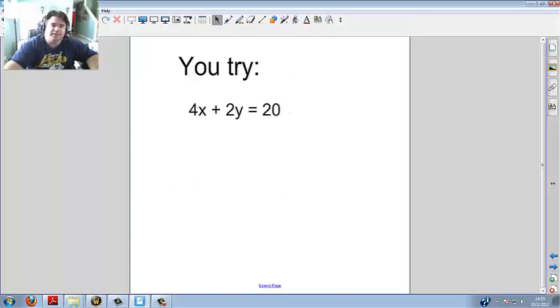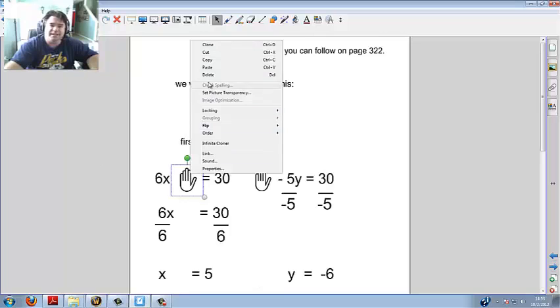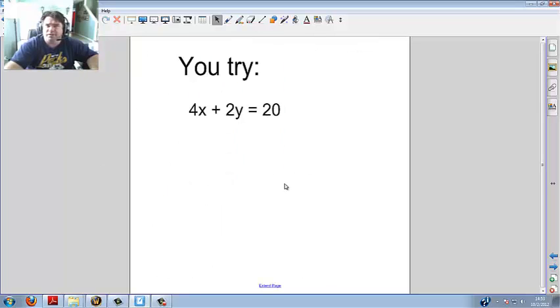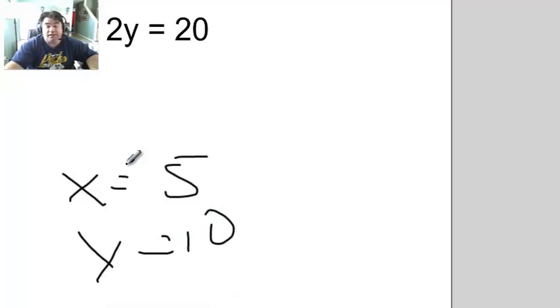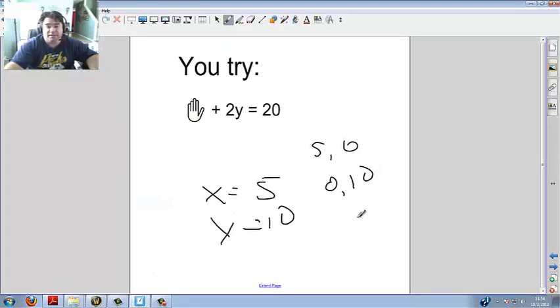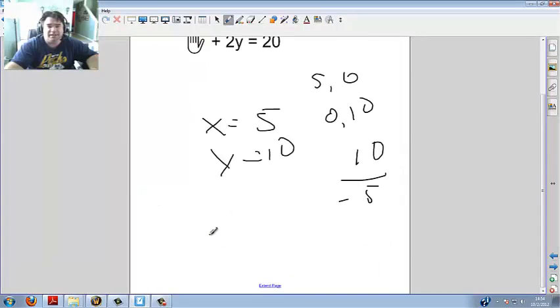You try. In fact, let's go ahead and borrow this handy dandy hand. All right, go ahead and try already. Well, let's see how you did. I'm going to cover this up like this, and I get x equals 5. And I'm going to cover it up like this and get y equals 10. Now, when x is 5, so 5 comma 0, and when y is 10, 0 comma 10, basically 10 minus 0 is 10, and 0 minus 5 is negative 5. So 10 divided by negative 5 is negative 2, my slope.